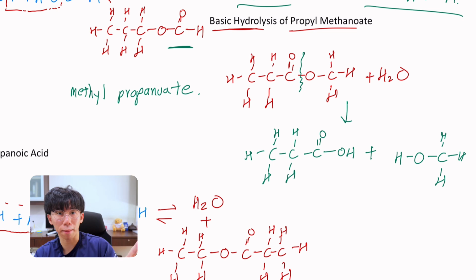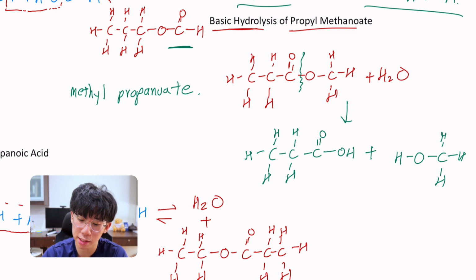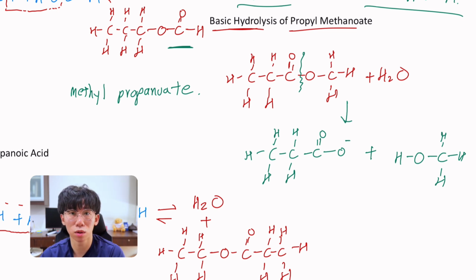But this is a common trap. Remember, this is basic hydrolysis, means there's alkali involved, so you can't really produce a carboxylic acid from this reaction. The carboxylic acid is going to be neutralized by the base. So what's going to happen is it'll become an anion instead, with the cation from the base itself.